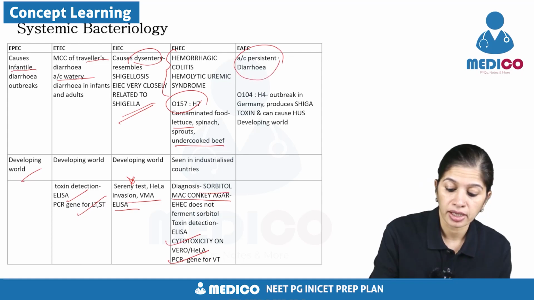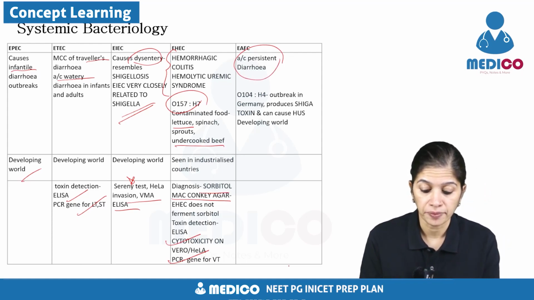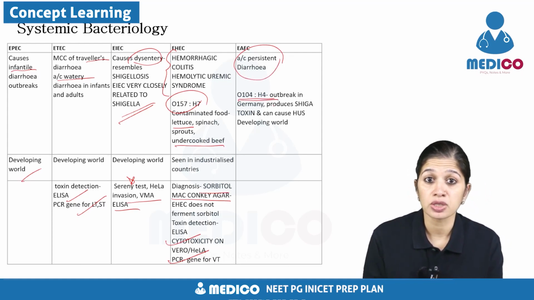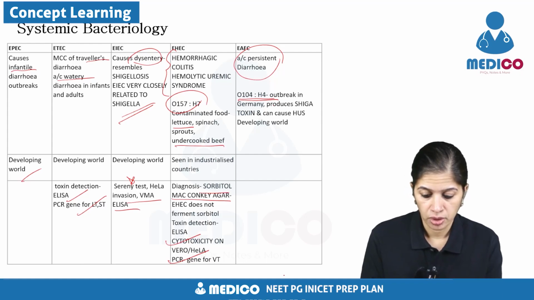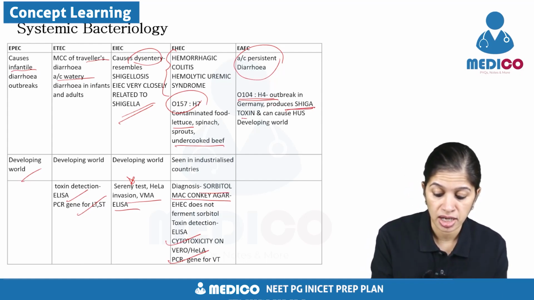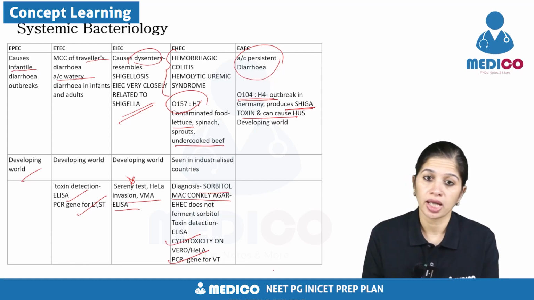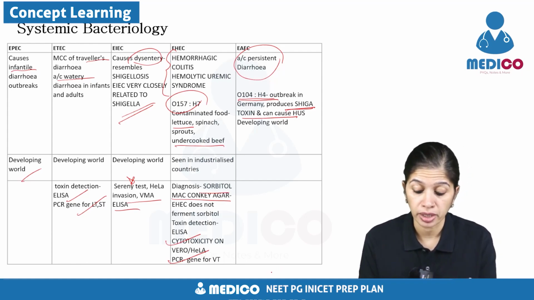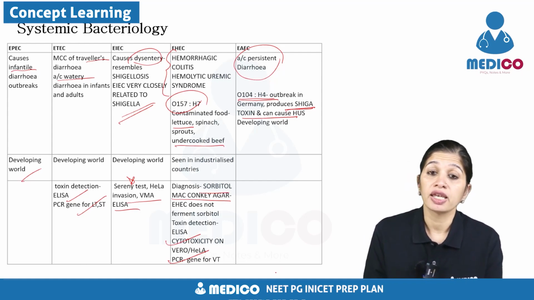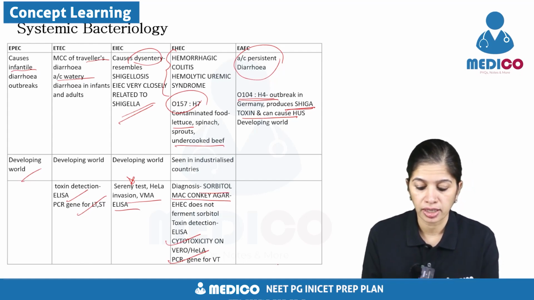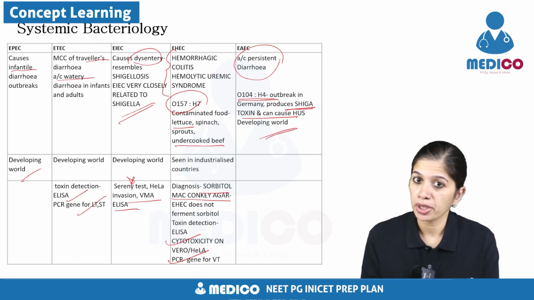Then comes enteroaggregative, that causes persistent diarrhea. And here the strain responsible is O104:H4. Okay, and that produced a Shiga toxin and even caused HUS. So that is one thing different from the usual enteroaggregative E. coli. This one has produced a Shiga toxin and even caused HUS. Okay, and it's mainly seen in the developing world.